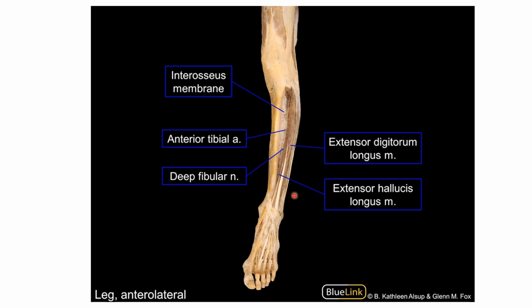So this has the tibialis anterior muscle removed, and you can see now the interosseous membrane, which would be between the tibia and the fibula. And you can see the entire length of the extensor hallucis longus muscle here and the extensor digitorum longus muscle. Okay, so deep in here is going to be the anterior tibial artery and the deep fibular nerve. Okay, going to the anterior compartment of the leg.